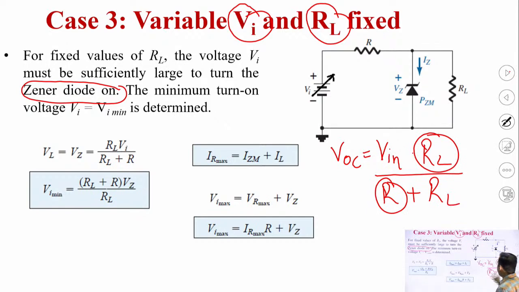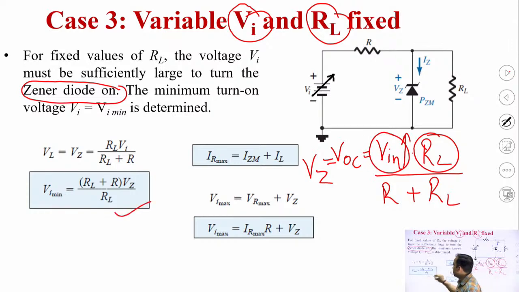So if the input voltage is very small, it will not be able to turn on the Zener diode. So the input has to be sufficiently high so that the open circuit voltage will be equal to Vz. So we obtain the minimum value of input voltage by putting the VOC value equal to Vz. This is the final relationship we derive here: input voltage equals RL plus R multiplied by Vz divided by RL. So this is the minimum range for input voltage.